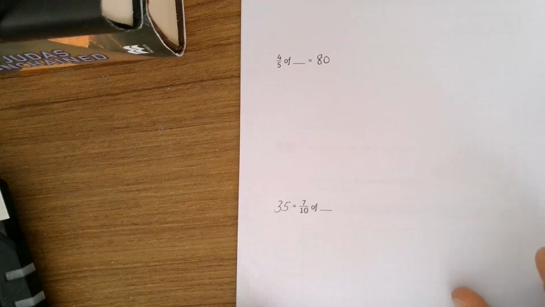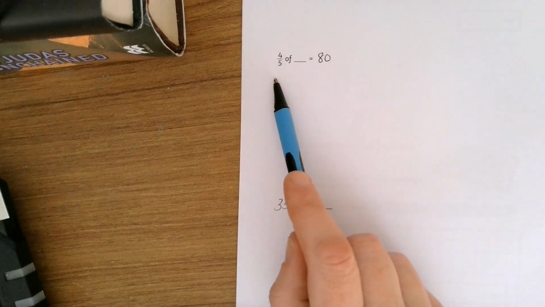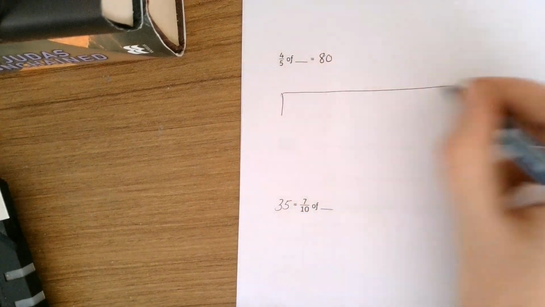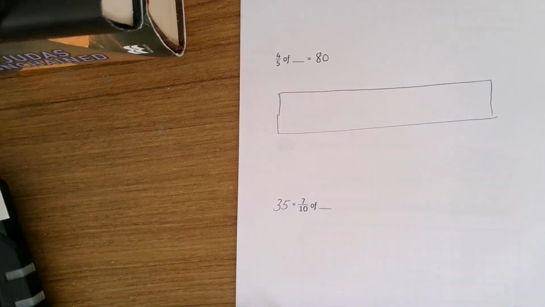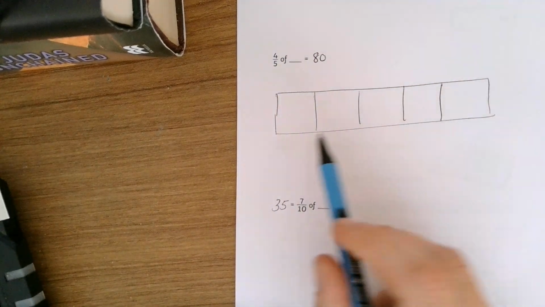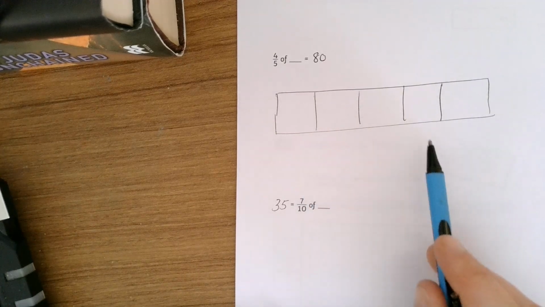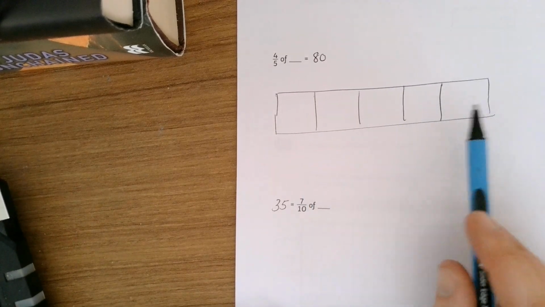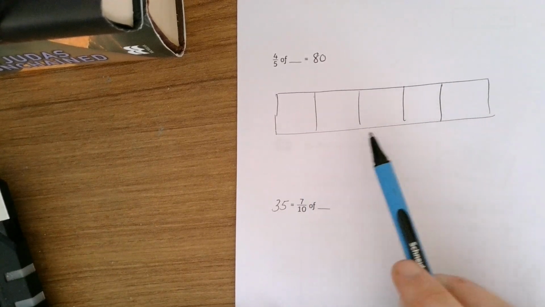My next question. Again, I've now got fifths. So, draw my bar. There's my bar. I've got fifths. So 1, 2, 3, 4, 5. Just check 1, 2, 3, 4, 5. Always worth checking because you might draw an extra one, and then that will really confuse you, so just check.